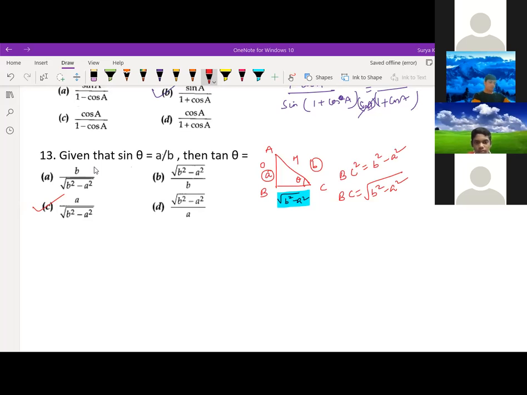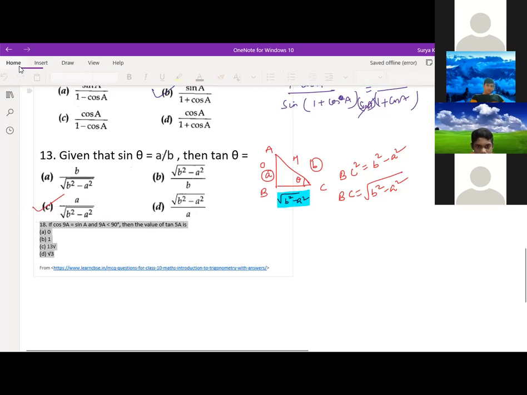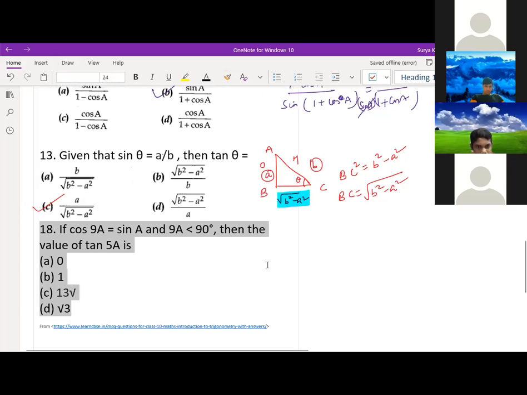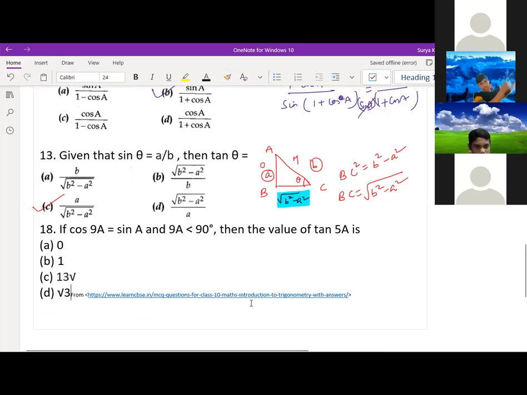Cos 9A is equal to sin A. Tell the answer, children. Cos 9A is equal to sin A, 9A is less than 90 degrees. The value of tan 5A is equal to what?